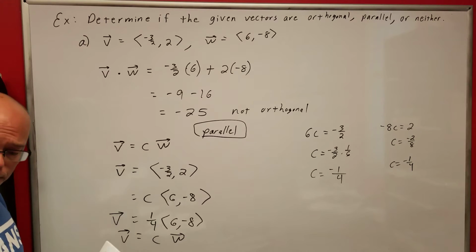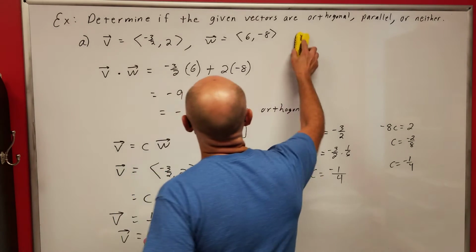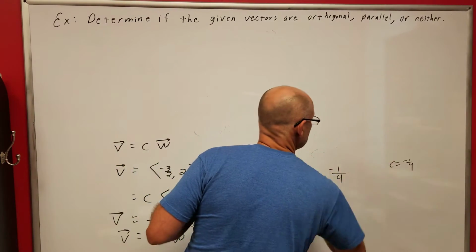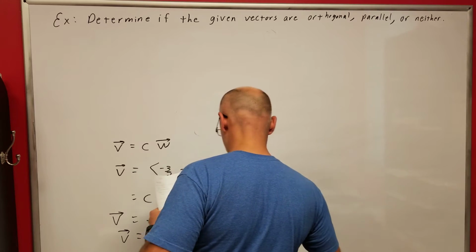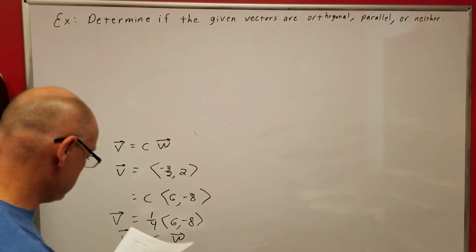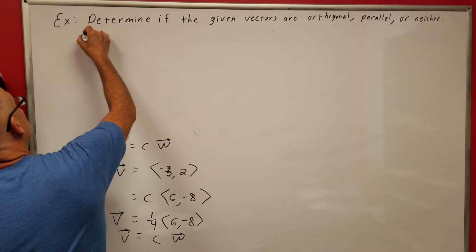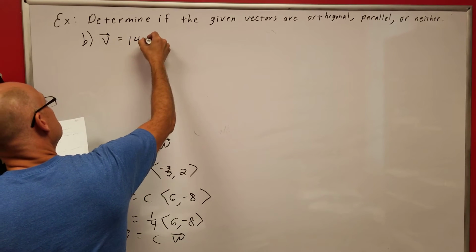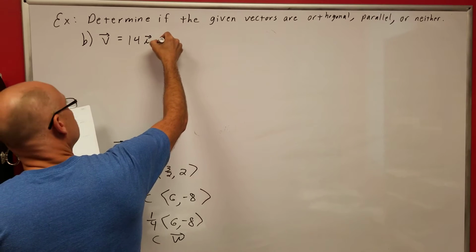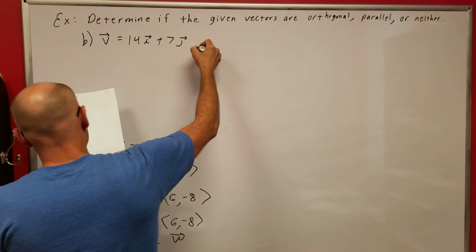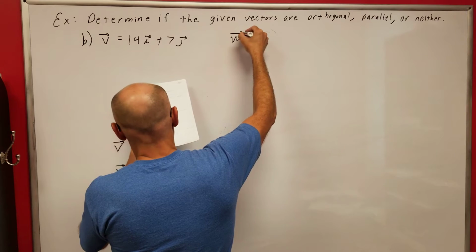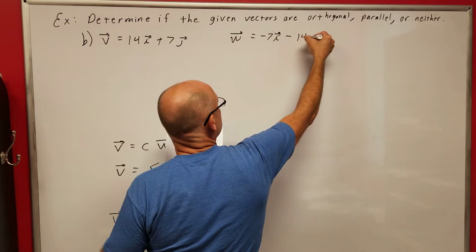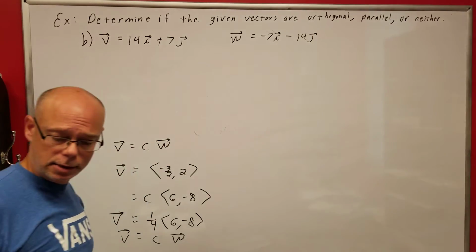All right, let's look at part B. Same directions for part B, but we're going to have two different vectors here. Let's see what these two vectors are. Vector v is equal to 14 times vector i plus 7 times vector j. And vector w this time is going to be negative 7 times i minus 14 times the vector j, like this.